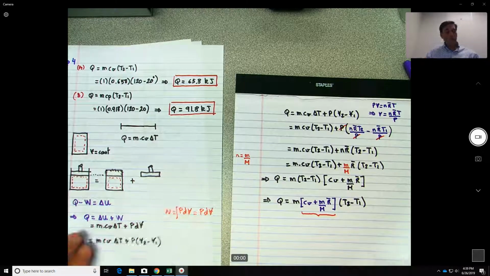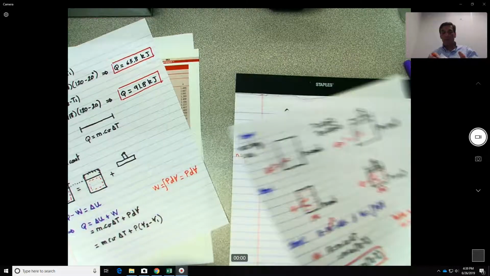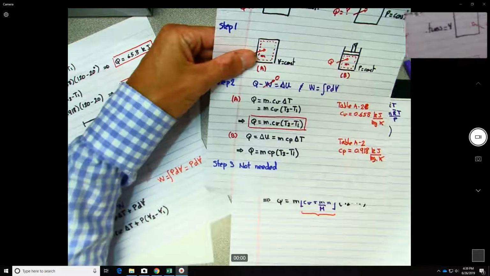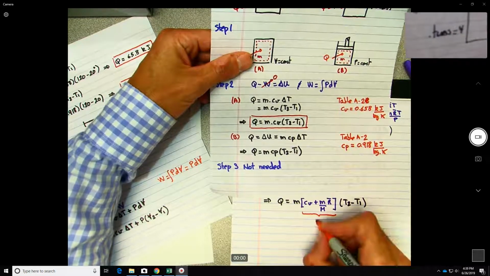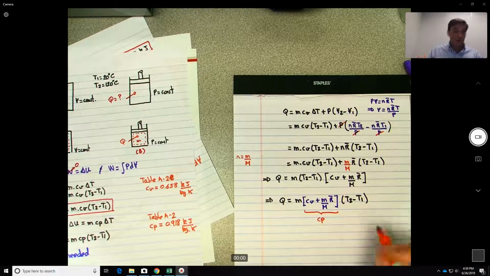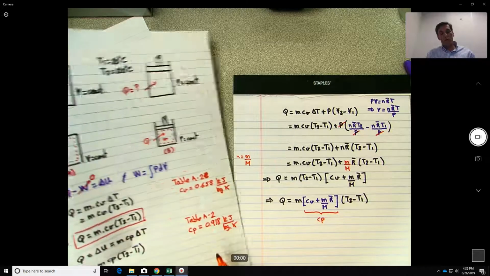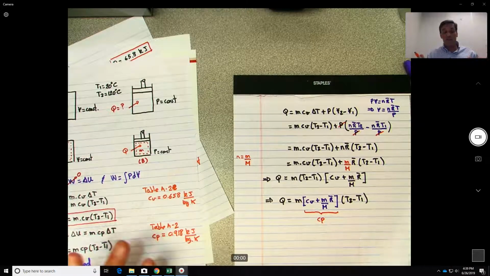And if we compare this equation here to this equation that we had initially for case B, you could say that the CV plus M over M R would be the CP. So let's go and check. Let's see if that's really the case. So remember, we had CP equal to 0.918. We might not get exactly the same thing, but probably will be close.